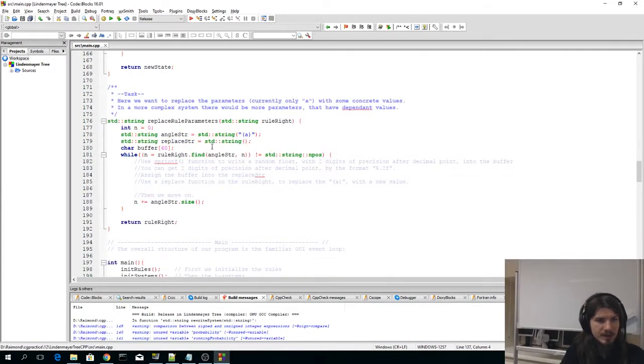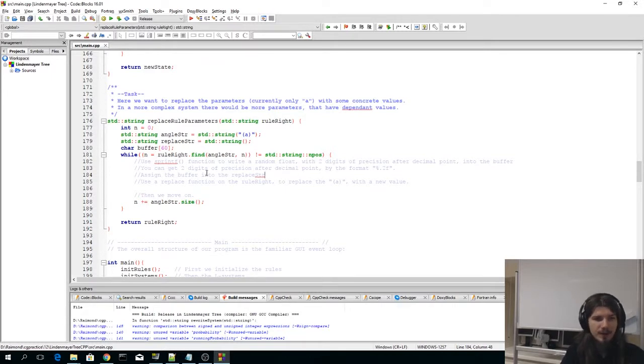Now this is the place that replaces everything that is in the form bracket A bracket with something where there should be a bracket, then a float value and another bracket.